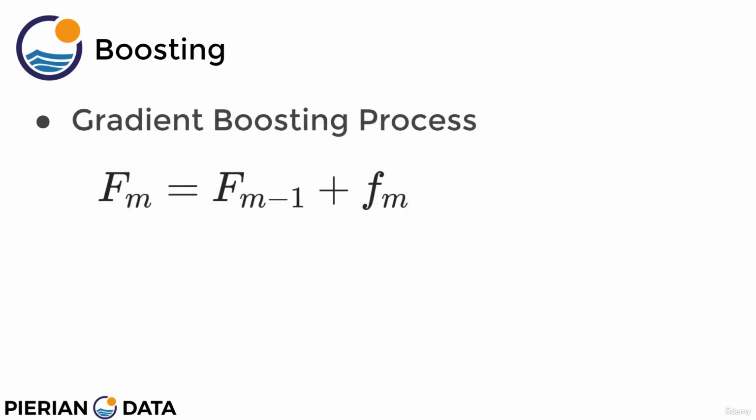So that means the formula really for the gradient boosting process is just saying that F of m is equal to the result of F of m minus 1 plus little f of m, essentially just adding in the new approximation of the residuals from the previous model.